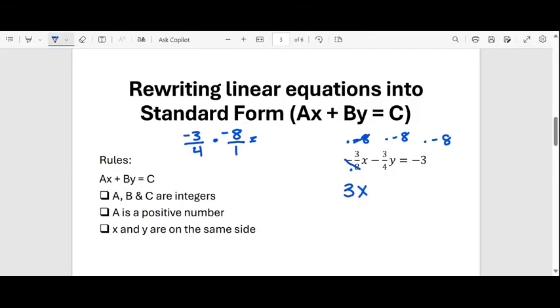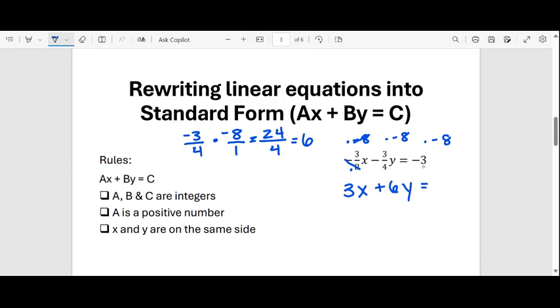Negative 3 times negative 8 gives you positive 24. And then 4 times 1 gives you positive 4. 24 divided by 4 is, of course, 6. So actually, all of this big thing right here, it's just 6y. So plus 6y, pretty simple.